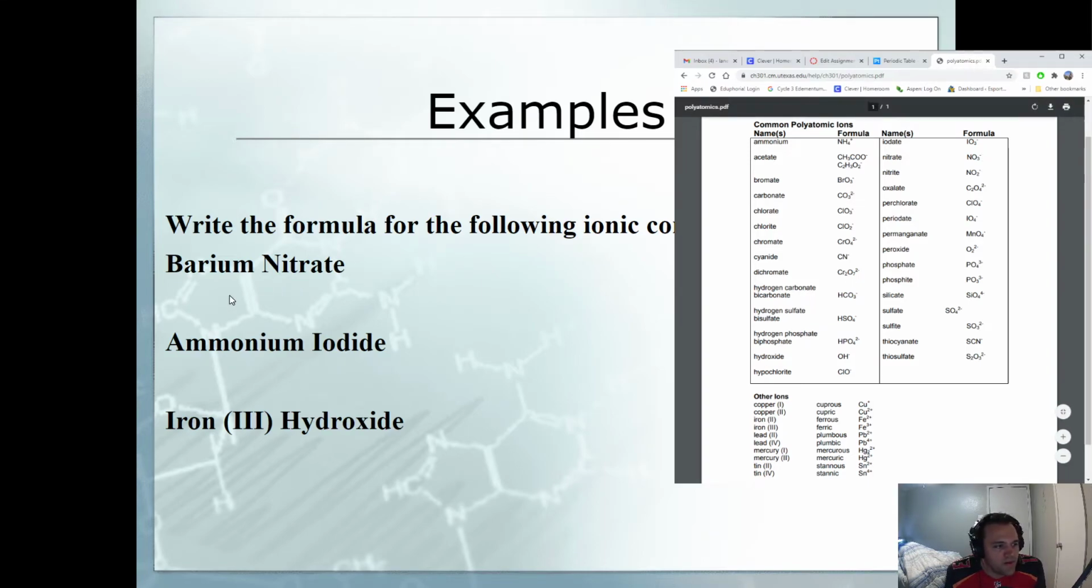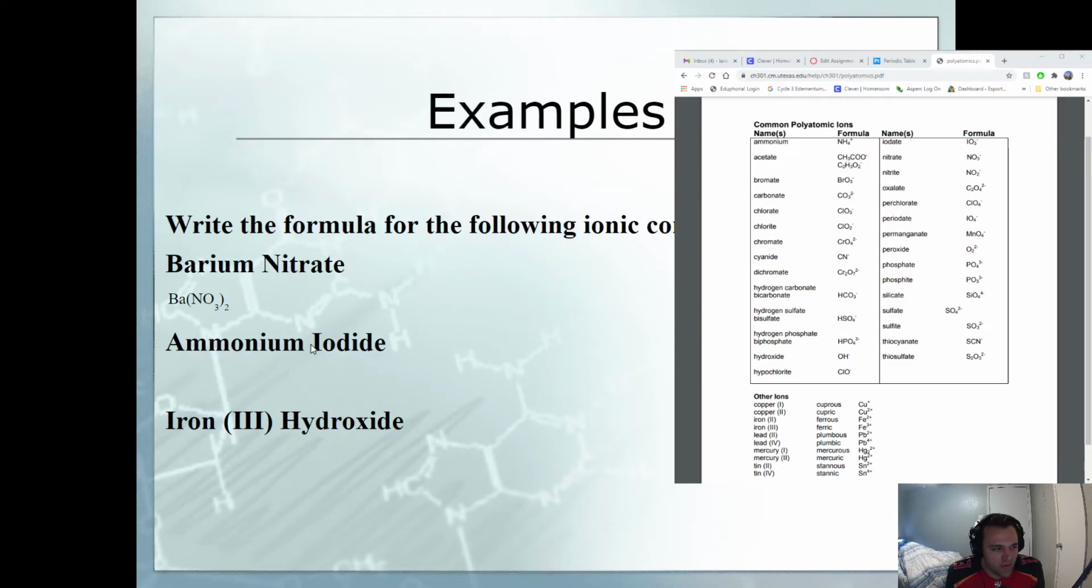So if we know barium is +2 and nitrate is -1 each, we're going to need 2 nitrates to cancel out the +2 from the bariums. So just like last week, you're going to write that as Ba and then your NO3 in parentheses with how many of them you need on the outside.